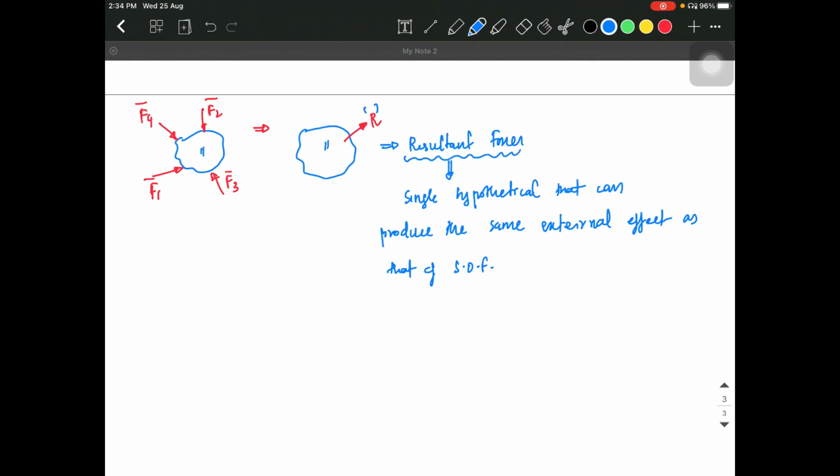We will be using this resultant force in many cases, and we have to find the resultant force in many cases.